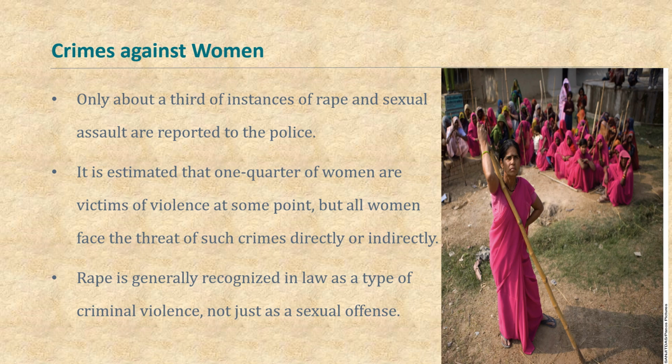Crimes against women. Only about a third of instances of rape and sexual assault are reported to the police. It is estimated that one quarter of women are victims of violence at some point, but all women face the threat of such crimes directly or indirectly. Rape is generally recognized in law as a type of criminal offense, not just as a sexual offense.